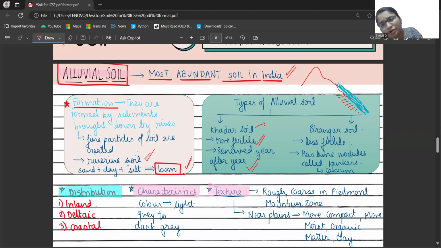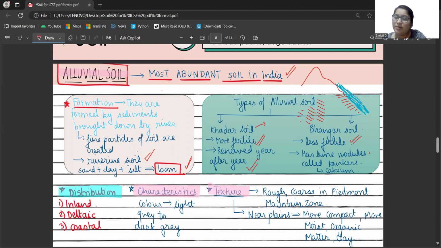वही अगर थोड़ा सा दूर जाओ, go a little bit farther away from the river, of course you're going to get a soil which is not going to be generally renewed, right? It's going to be renewed maybe once in 3-4 years. Okay, so that type of soil is called as the bhangar soil.